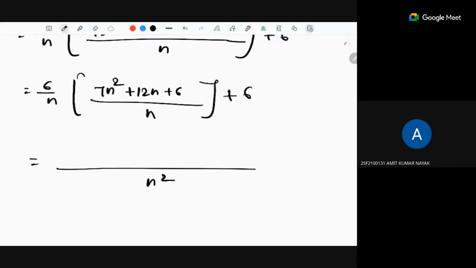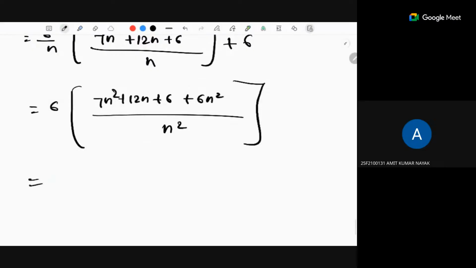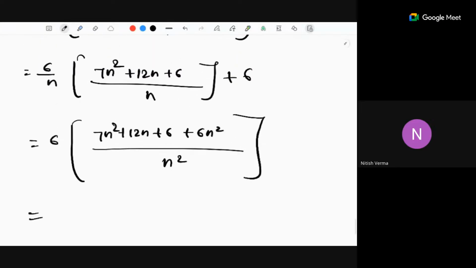Okay. So we have to look for the options too. 36 they have taken common. So we can take common 6 overall. Right? And just multiply by 1 by n. So that will be 7n square plus 12n plus 6 by n square. So we have n square over here and we don't have anything over here, right? So that means LCM will be n square and plus 6n square. And plus n square. We have already taken common 6, right?